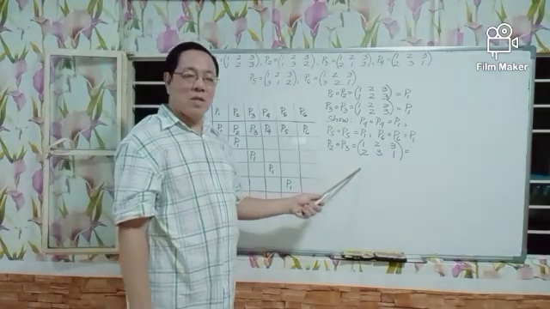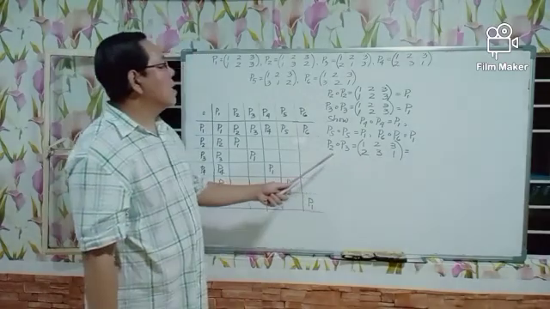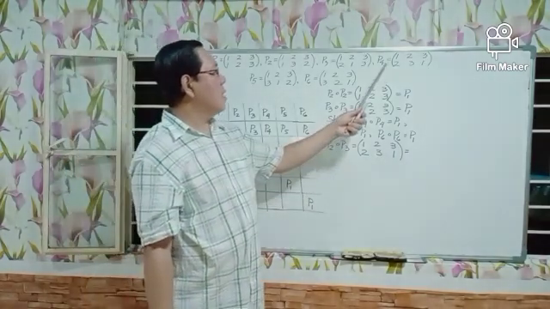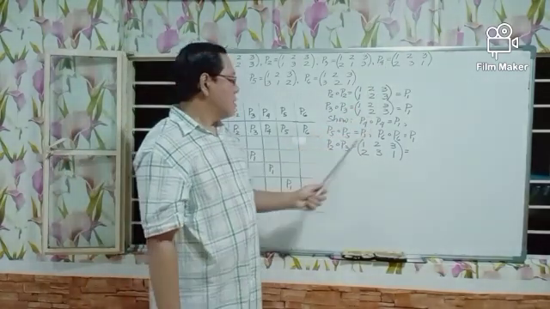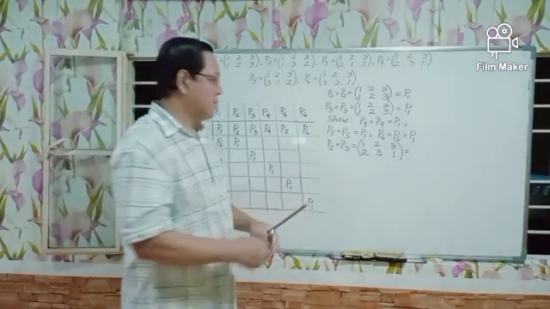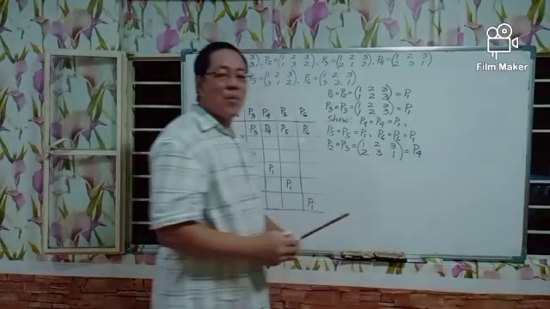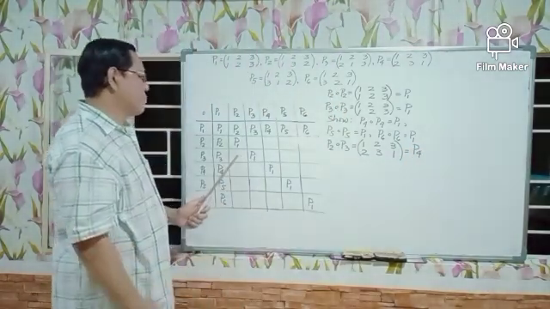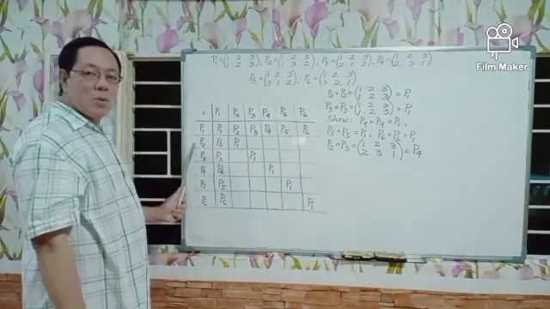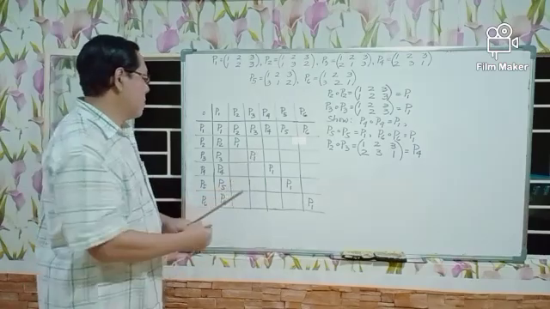But this function that assigns 1, 2, 3 to 2, 3, 1 respectively is the function P4. Thus, P2 circle P3 is P4. And we write that in the table. Composition of P2 and P3 is P4.